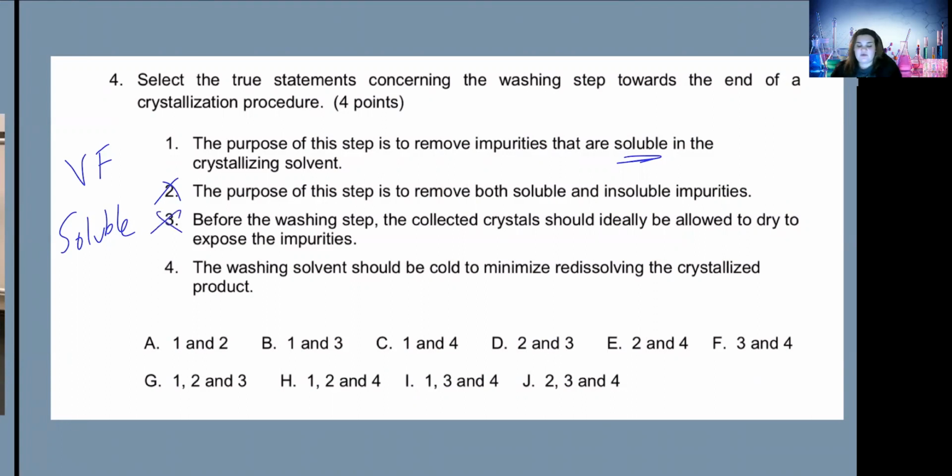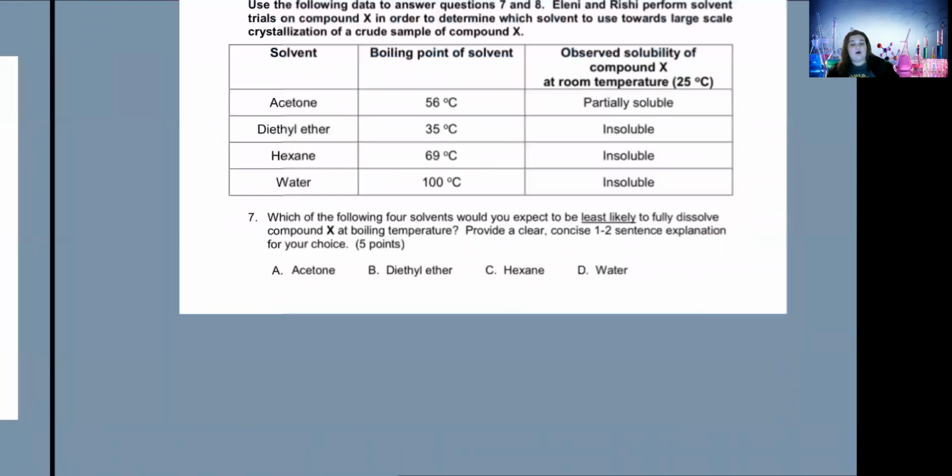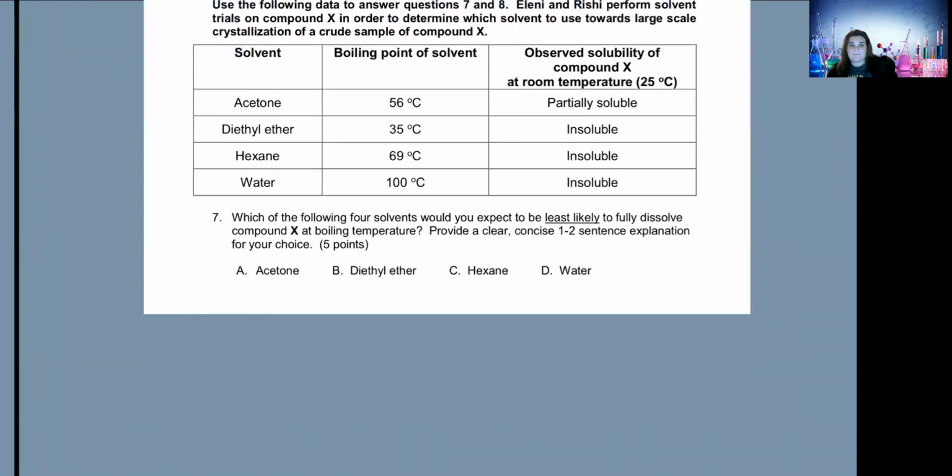And last but not least, the washing solvent should be cold to minimize redissolving the crystallized product. That is also a correct statement. So here are the correct answers that you should have chosen, 1 and 4, so C. Okay, so we definitely want to do the wash step to remove soluble impurities, and you want to use cold solvent. If you use hot solvent, you're going to redissolve those crystals. So you must use cold solvent, okay? All right, go ahead and try this one out.